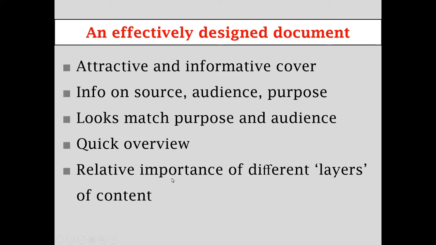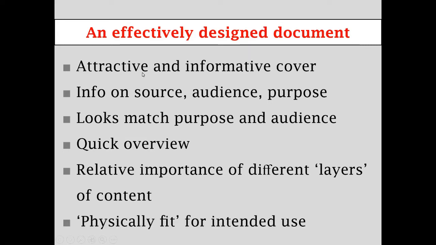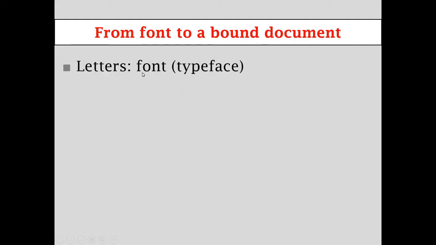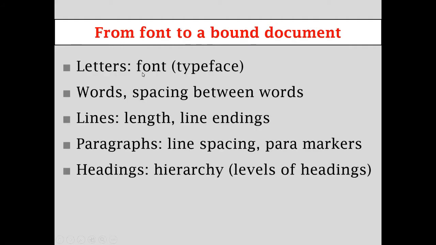When I say layers of content, I mean, for instance, you take a thesis. It may have footnotes. So the text of the footnote is a second layer. The main headings will be another layer, and so on. So the document should be designed so that you can focus on any particular layer of interest to you. So that's the plan I have in mind. We'll start with letters. We'll see how they combine into words, words into lines, and so on. And how you establish a hierarchy of headings.